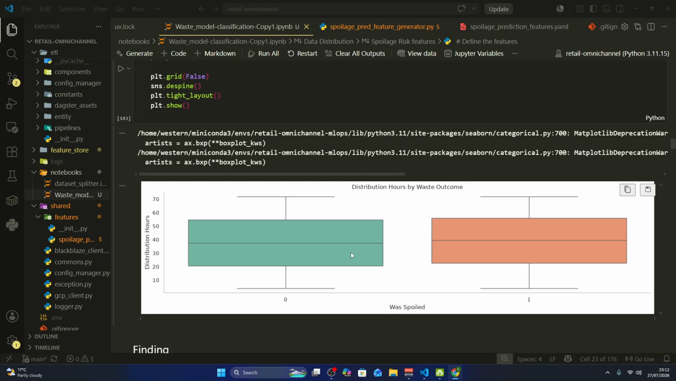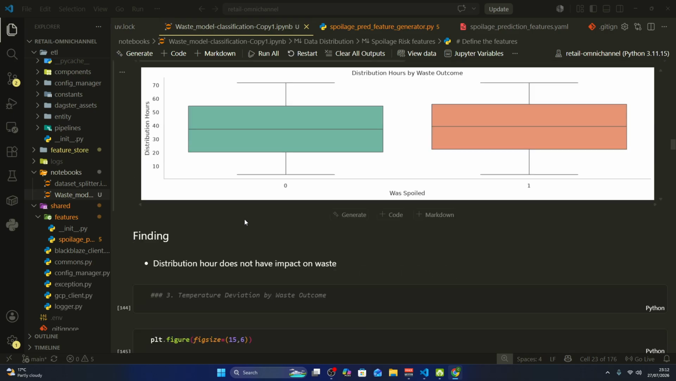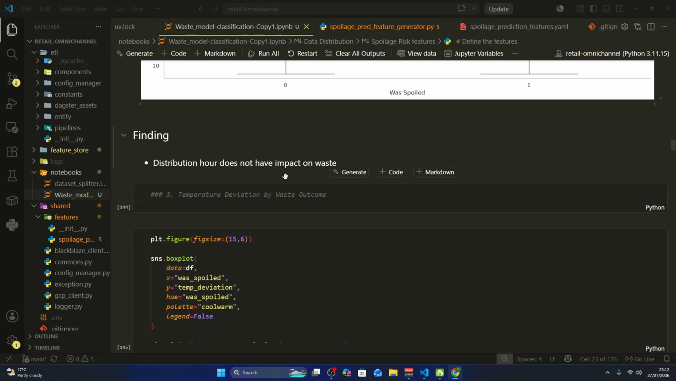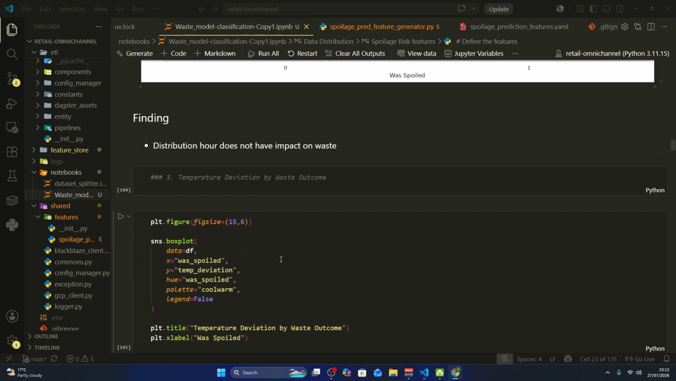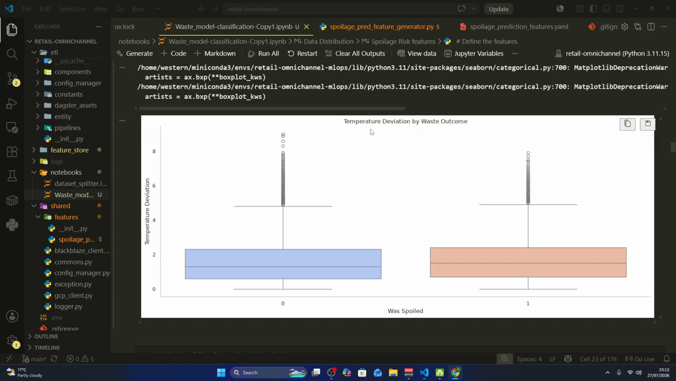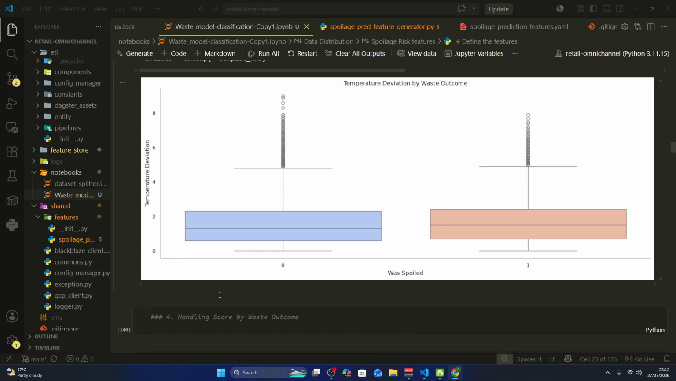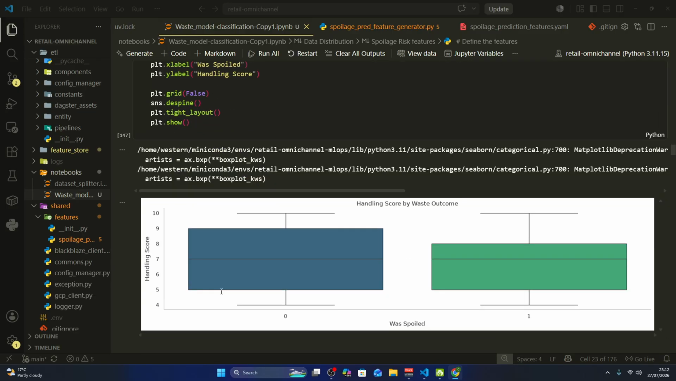Distribution of hours, again, almost the same for both. The finding is that distribution hour does not have impact on the waste. Then temperature deviation by waste outcome. The distribution is also almost the same, with also those outliers.